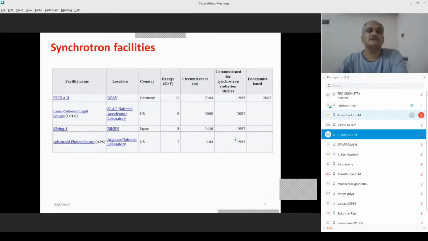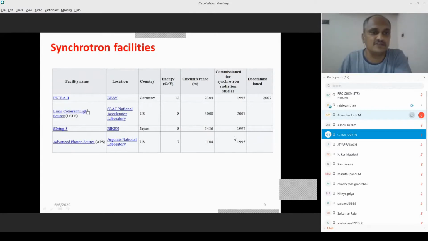So, these are some of the world-famous synchrotron facilities. Not all countries operate a synchrotron because it consumes a lot of energy and money. So only a few countries have a synchrotron facility, and India is proud to say that India also has one. These are some of the famous synchrotron facilities. One is called PETRA II, in Germany, having an energy of 12 GeV and a circumference of 2304 meters. This is almost 2 kilometers, right? It was commissioned in 1995, and it was decommissioned in 2007.